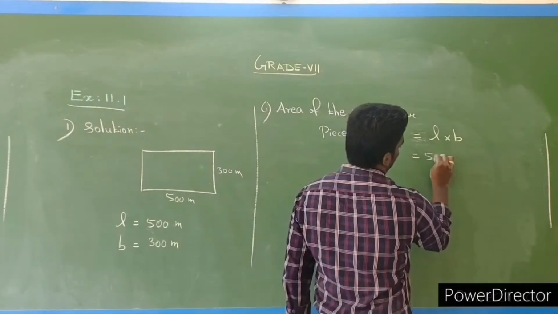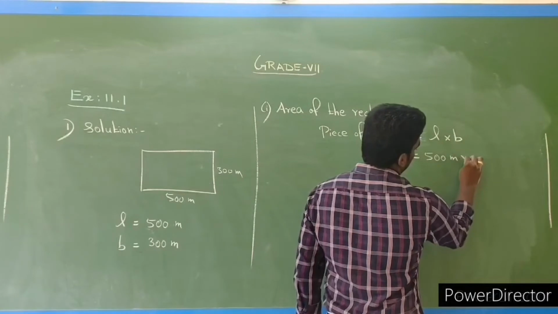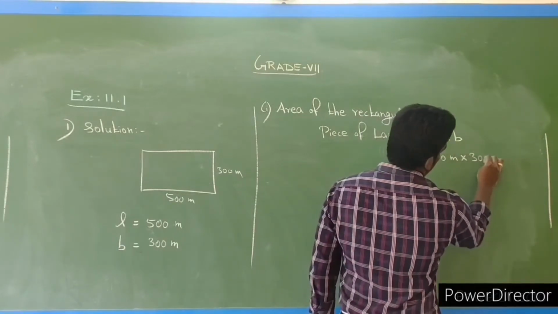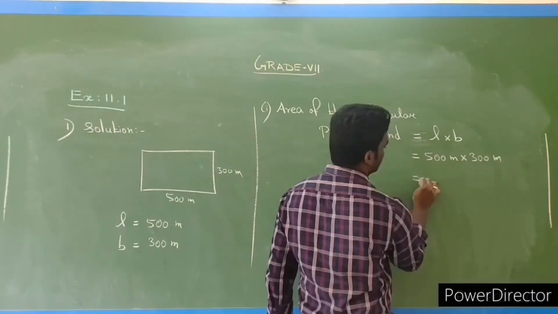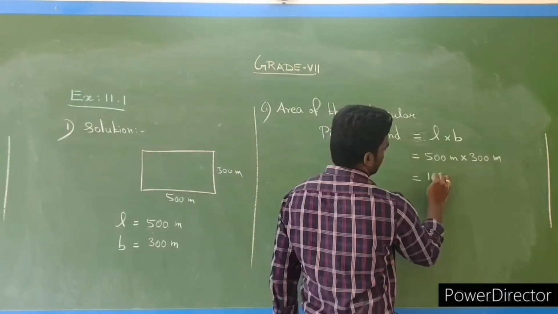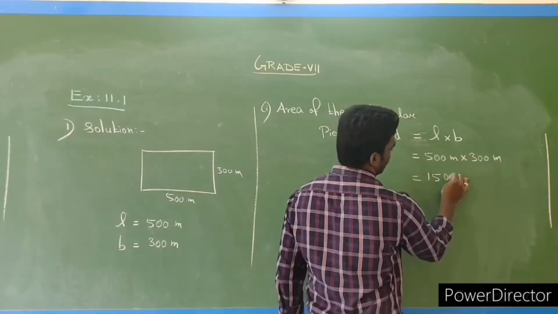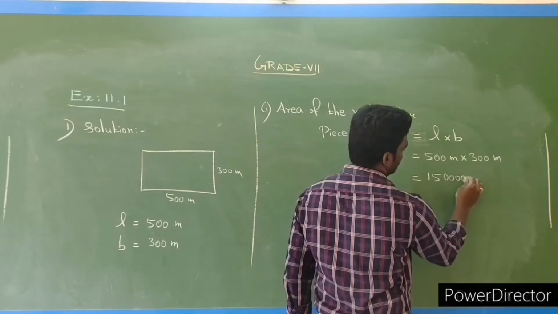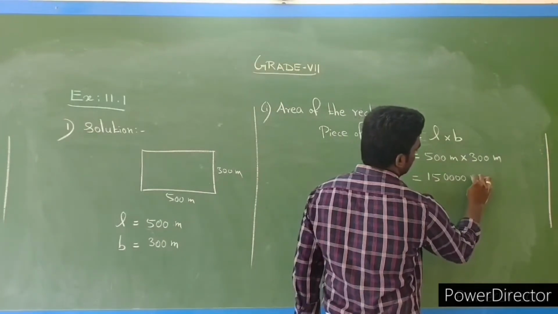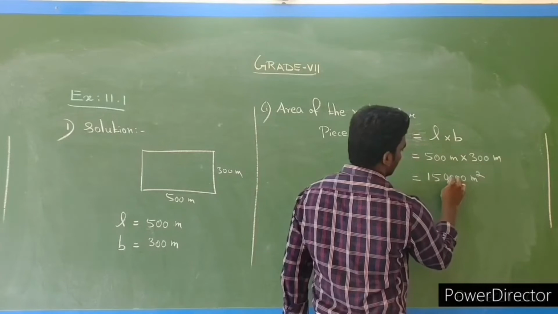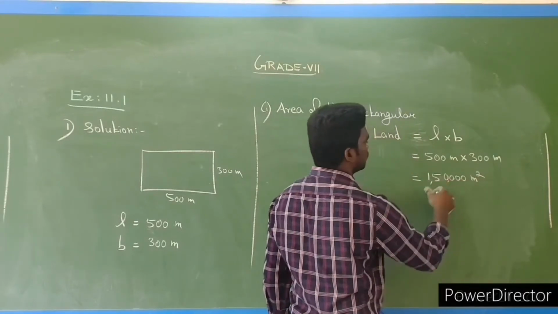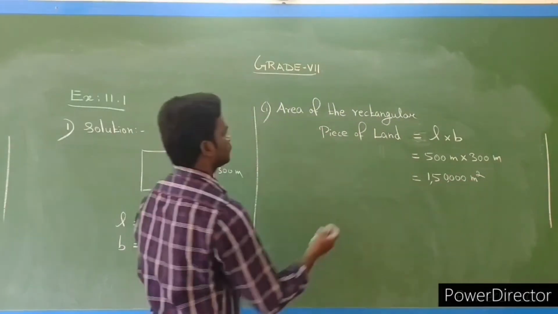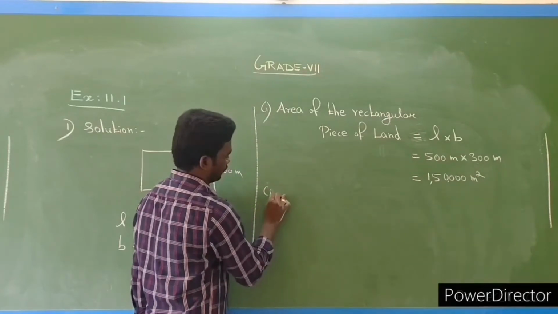So 500 meter into 300 meter, which is equal to 5 3s are 15, and we can add the zeros to write the value 15. Meter into meter is meter square. So the value is 1,50,000 meter square.